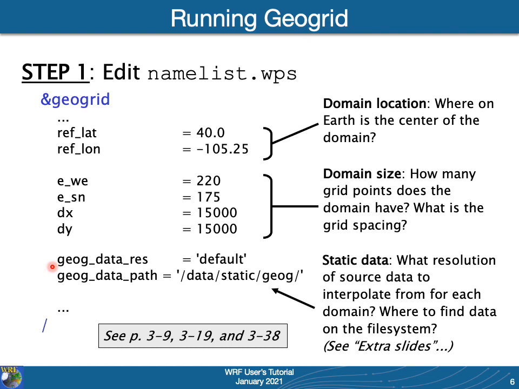Lastly, we need to specify the path of the geographical datasets that the GeoGrid program is to interpolate onto our model domain. These are datasets that we typically downloaded at the same time as when we downloaded the WPS source code, and here with geog_data_path, we simply specify the path on the file system where those datasets have been uncompressed. Geog_data_res, as we'll see in the advanced WPS lecture, is a way to specify different sources or resolutions of geographical data, but for this simple example, we'll simply leave it set to default.